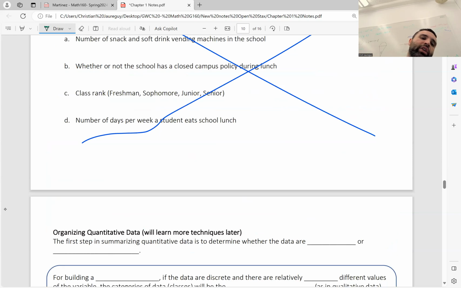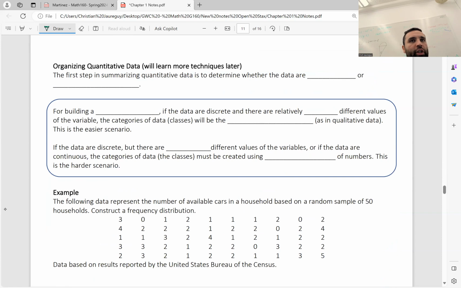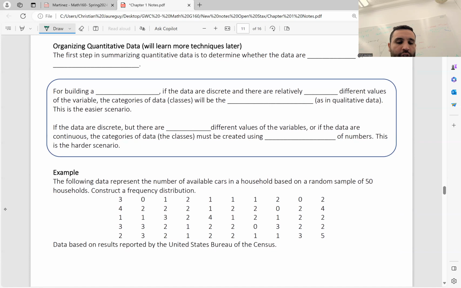These notes that are given to you are a little bit standardized from other instructors that have taught this dual enrollment course. So I'm going based on their notes, but we're still going to be the most efficient with our time. Let's say that. Cool. So moving forward, back to graphs, really. So the first step in summarizing quantitative data is to determine whether data are discrete or continuous.